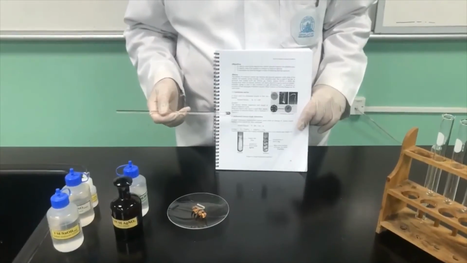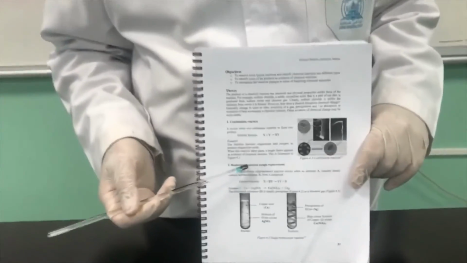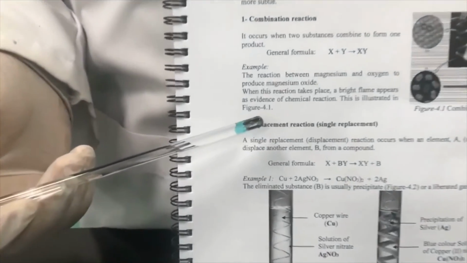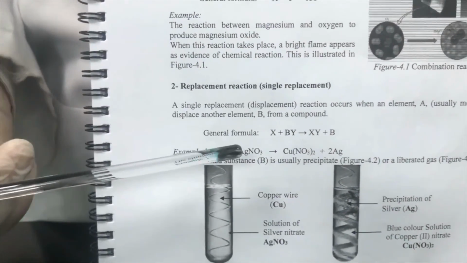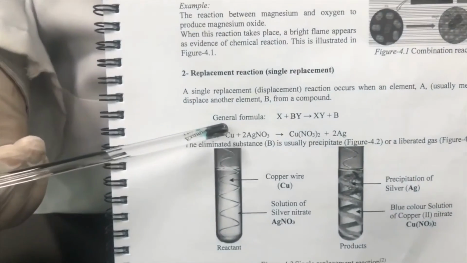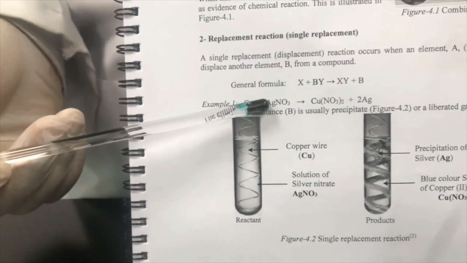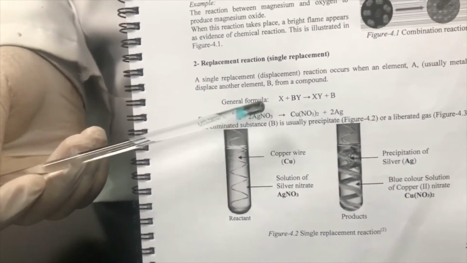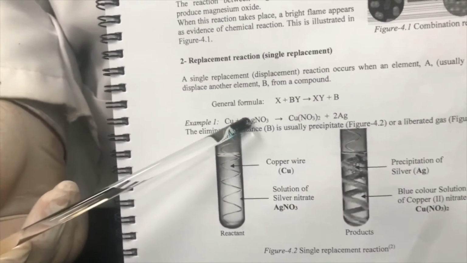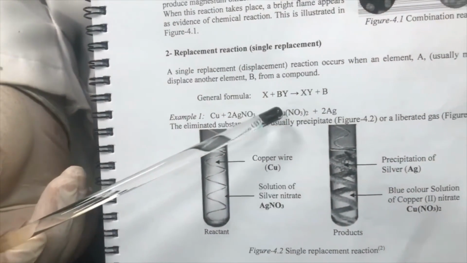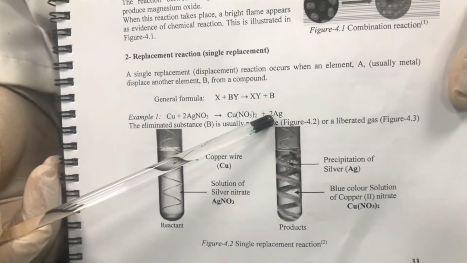So the second chemical reaction that we're going to perform here is called a replacement reaction. This replacement reaction requires one element to react with a compound. As you can see here, we have copper reacting with silver nitrate, and when the reaction happens, the product is copper replacing the silver ion in this solution, producing copper 2 nitrate plus elemental silver.